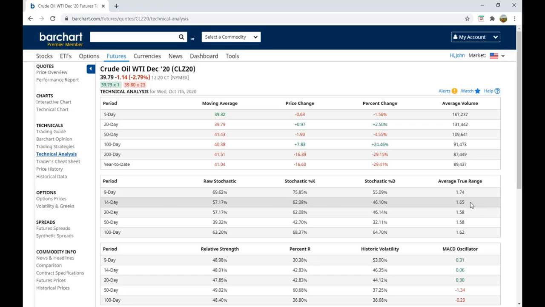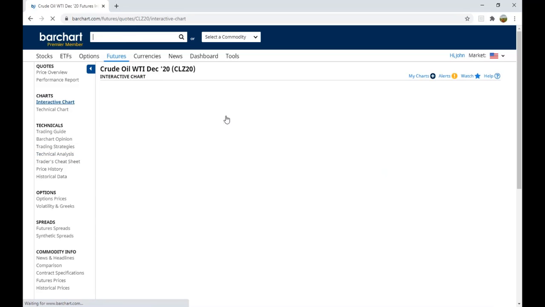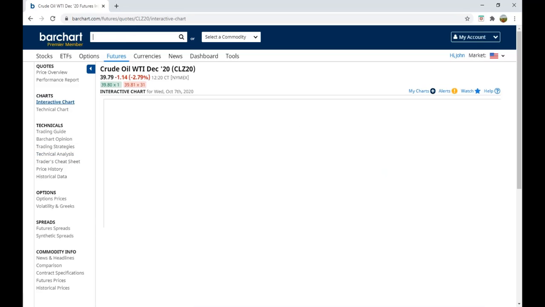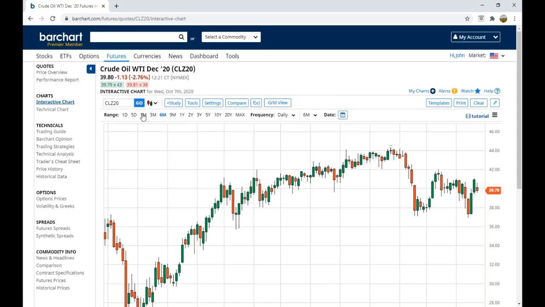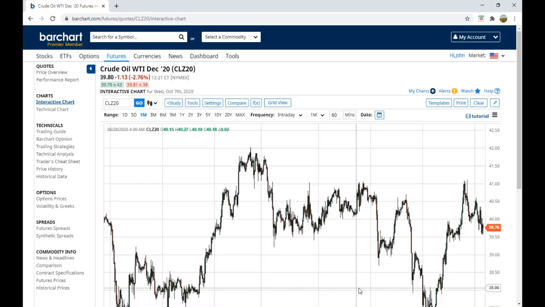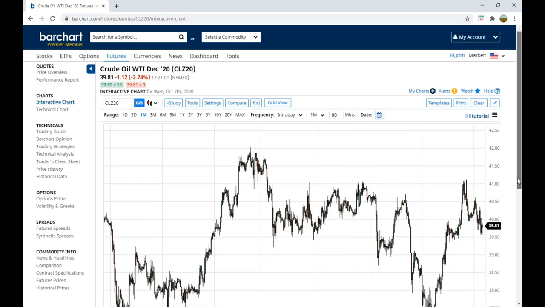That's $1.65. Now you notice that we do have some other ones: 9 days, 20 days, 50 days, 100 days. Wells Wilder, some folks consider him the grandfather of technical analysis, designed the ATR based on a 14 period. So we're going to use that 14 period. So let's remember this: $1.65 is our average true range. Go back to our chart. We'll go back to that day trade that we set up.